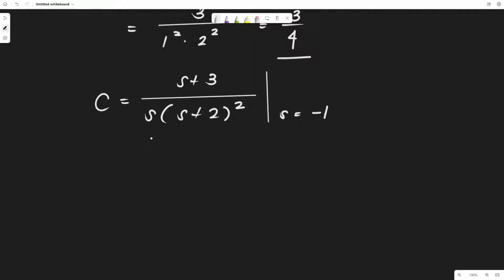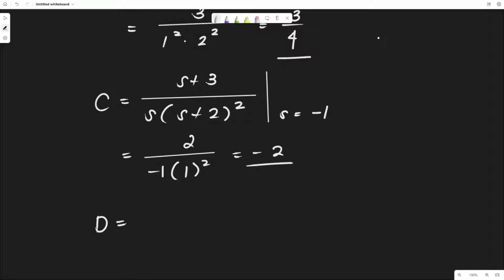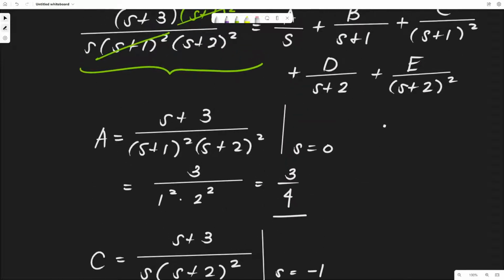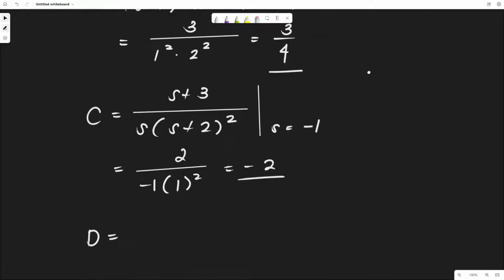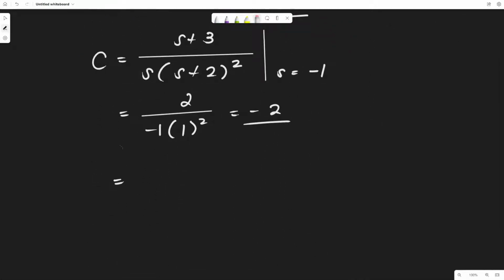Okay? So we have here negative 1 plus 3, so that is 2, over negative 1 times negative 1 plus 2, which is positive 1, squared. So essentially C is equal to negative 2. Ayan. Okay? Then we have D is equal to what? Sorry. We're not going to get D pa pala. E muna.